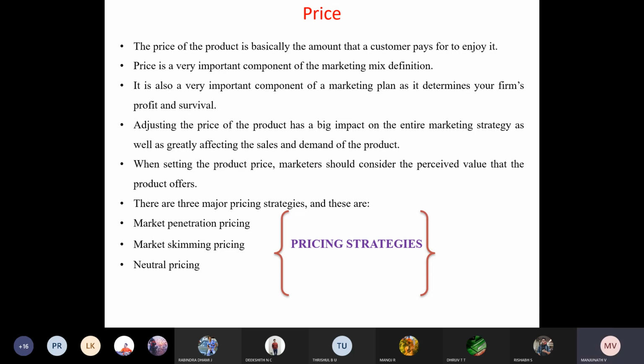Can anybody tell me what I mean by market penetration pricing? Market penetration. You want to penetrate the market. How exactly can you penetrate the market? Whether with a low price or with a high price, you can penetrate into the market. Penetrate means to enter. You can enter with a low price.